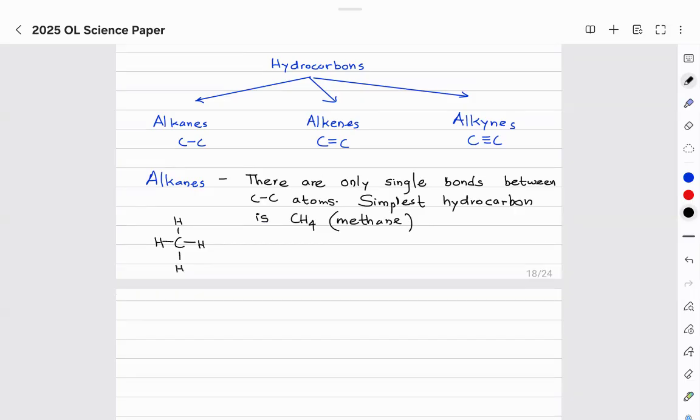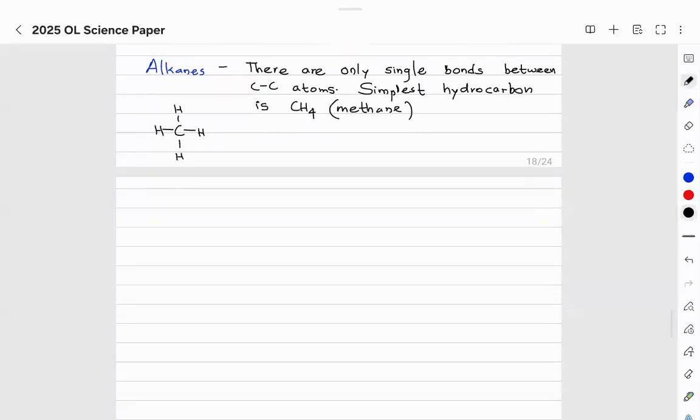Right. Now alkanes have a series. Here there is only one carbon atom. This is methane. Then there is another structure, ethane. There are two carbon atoms. So here the formula is CH4 and here the formula is C2H6.